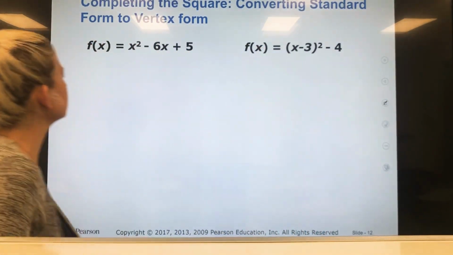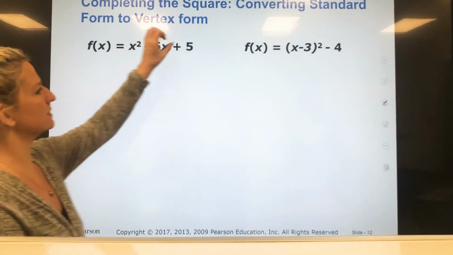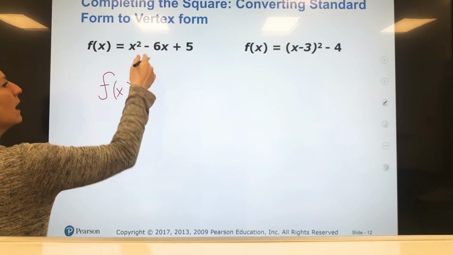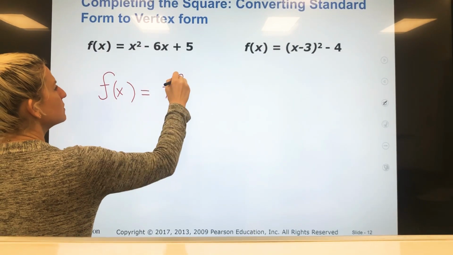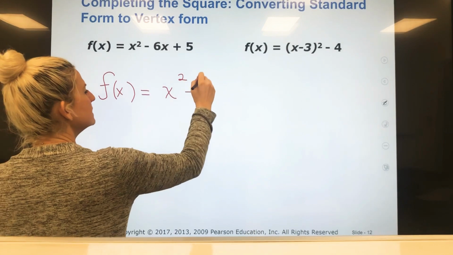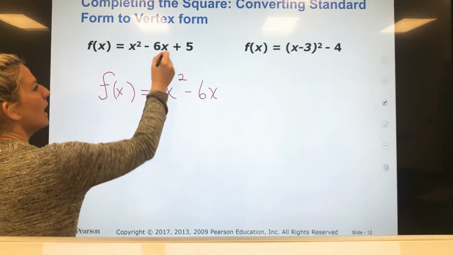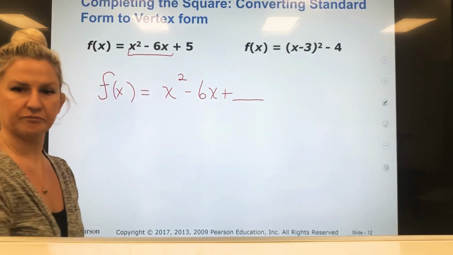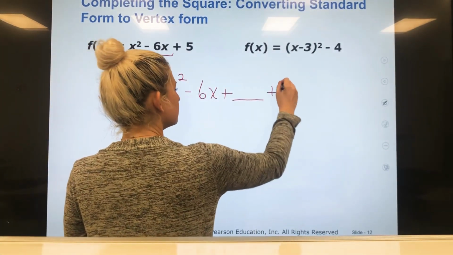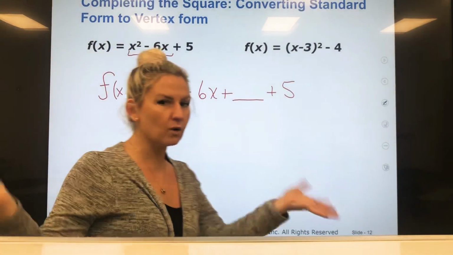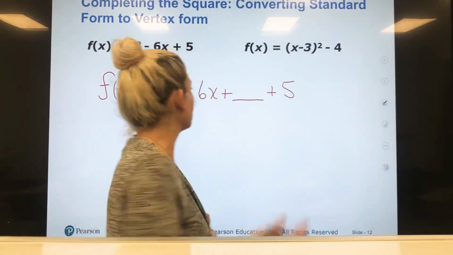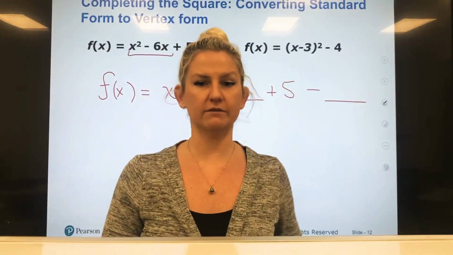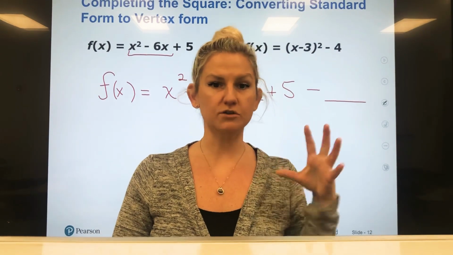The first thing we're going to do, again, I want to make this look like this. So f of x equals x squared minus 6x. I'm going to leave a little space after my x terms because I'm going to add something. And then I have plus 5. Because I don't want to change the value of anything, whatever I add, I'm going to subtract. If I add 5 and then subtract 5, I didn't really change anything.